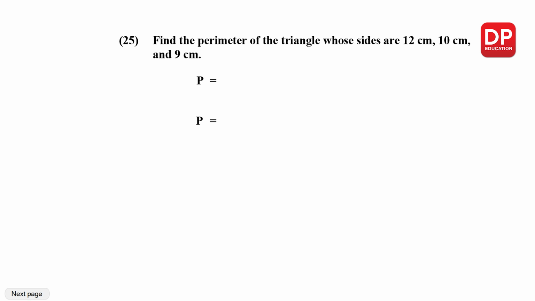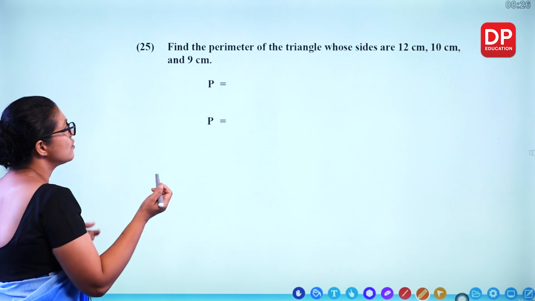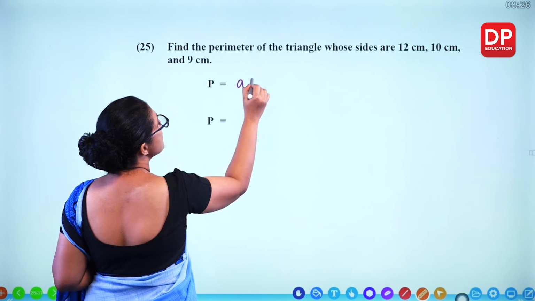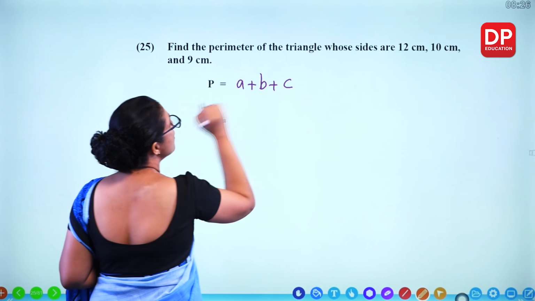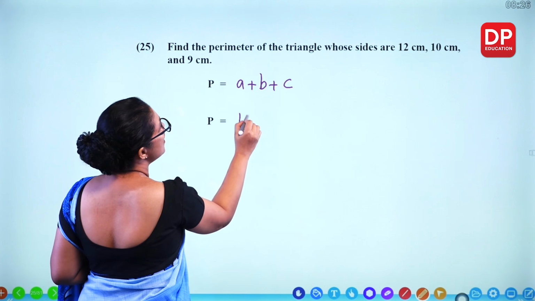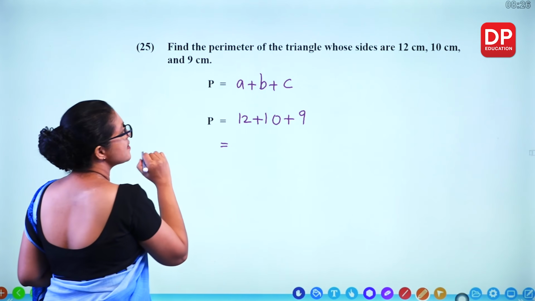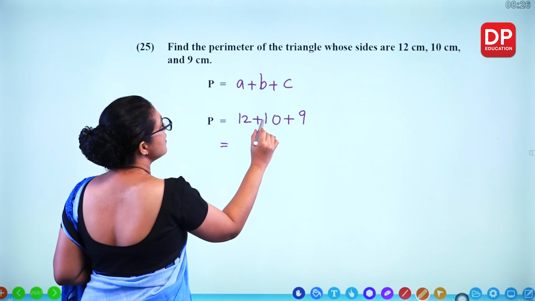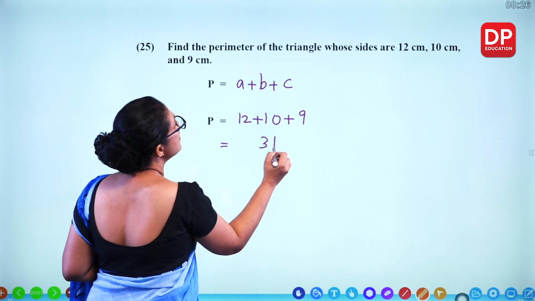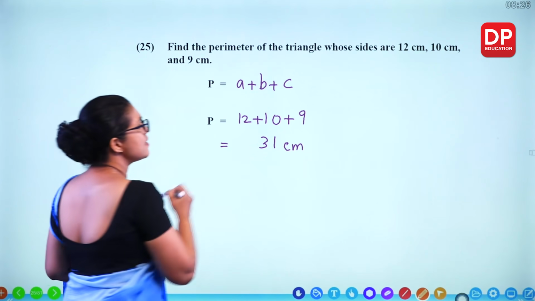Find the perimeter of the triangle whose sides are 12, 10 and 9. So the perimeter is just A plus B plus C, adding all 3 lengths. 12 plus 10 plus 9. That's the answer. 11 and 1, 2, 3. So 31 centimeters.